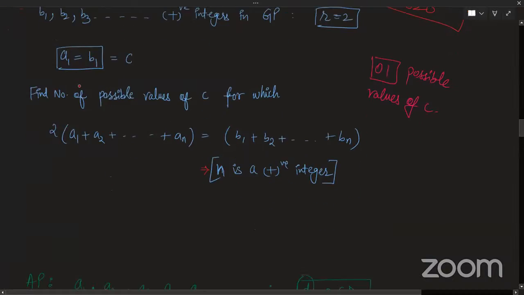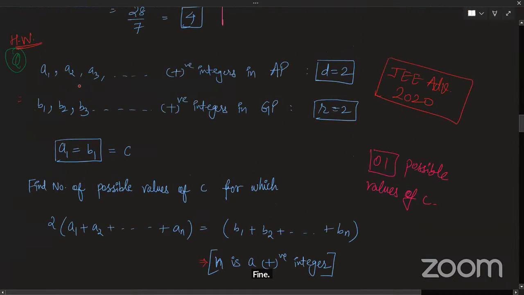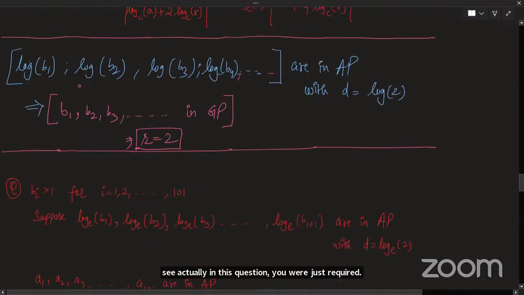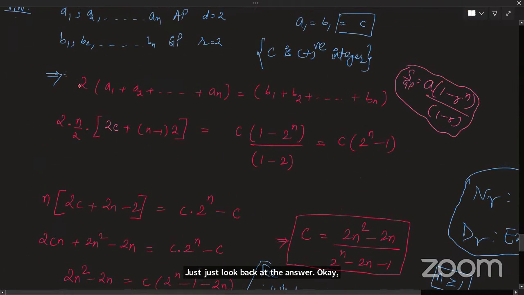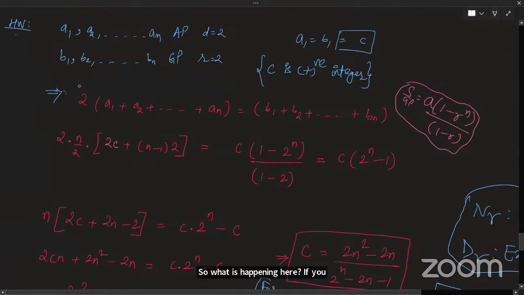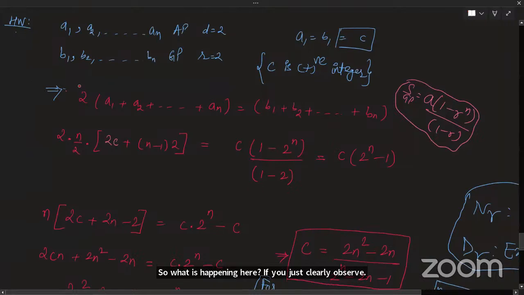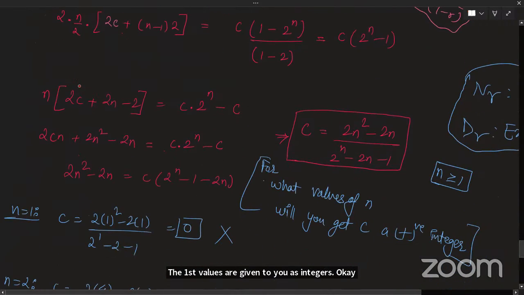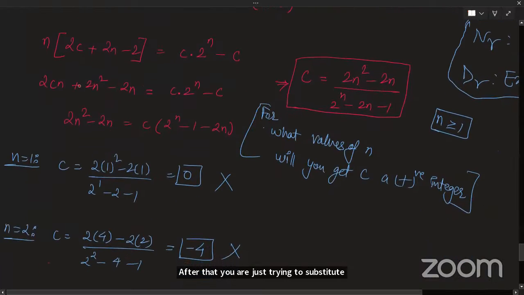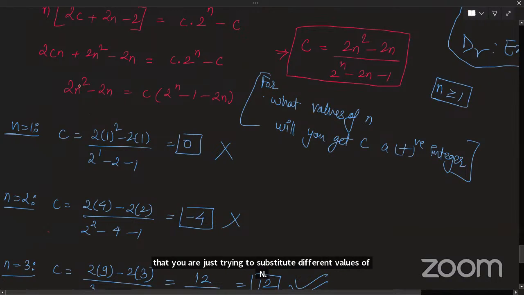Fine. So see, actually, in this question, you were just required to look back at the answer. I'll just show this answer back to you. What is happening here, if you clearly observe, the first values are given to you as integers. After that, you have substituted and got your C in terms of n. After that, you are just trying to substitute different values of n and check if your C is coming out to be an integer or not.